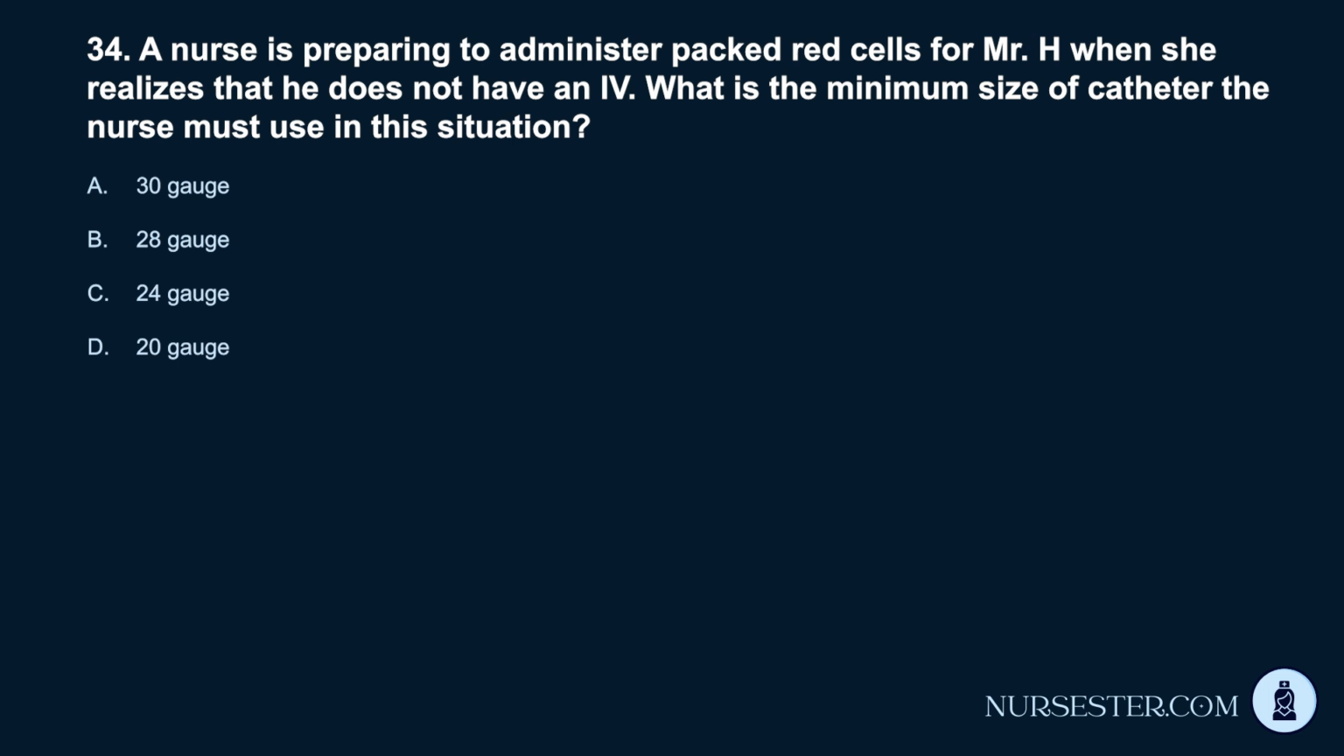34. A nurse is preparing to administer packed red cells for Mr. H when she realizes that he does not have an IV. What is the minimum size of catheter the nurse must use in this situation? A. 30 gauge. B. 28 gauge. C. 24 gauge. D. 20 gauge. Correct answer, D. 20 gauge.